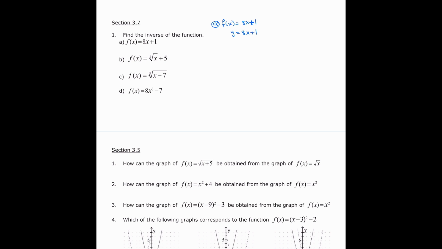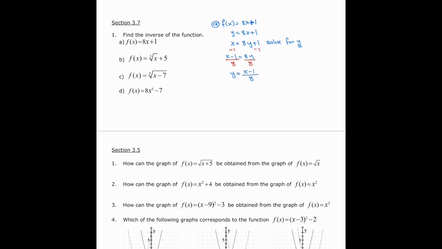The next step will be to interchange x and y, meaning x becomes y and y becomes x. So x equals 8y plus 1, and now we solve for y, or write y in terms of x. So first I need to subtract 1. I will get x minus 1 equals 8y. Now I need to divide both sides by 8. So now I have y equals (x minus 1) over 8.